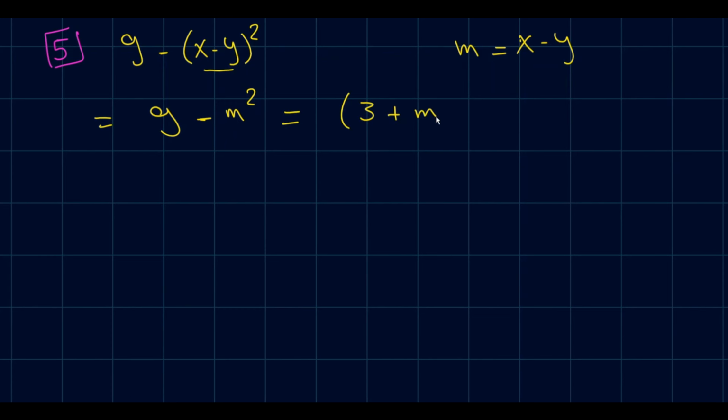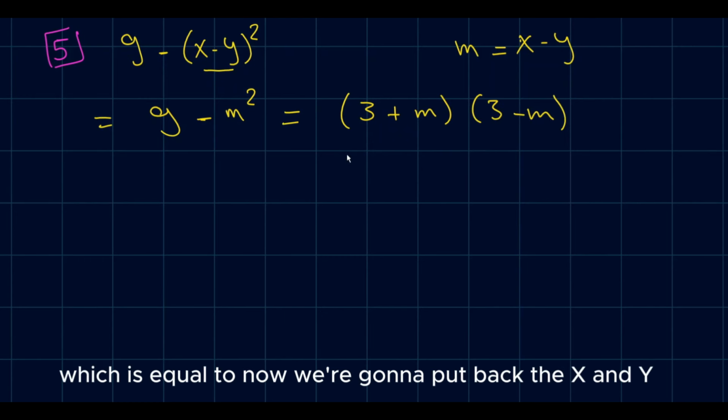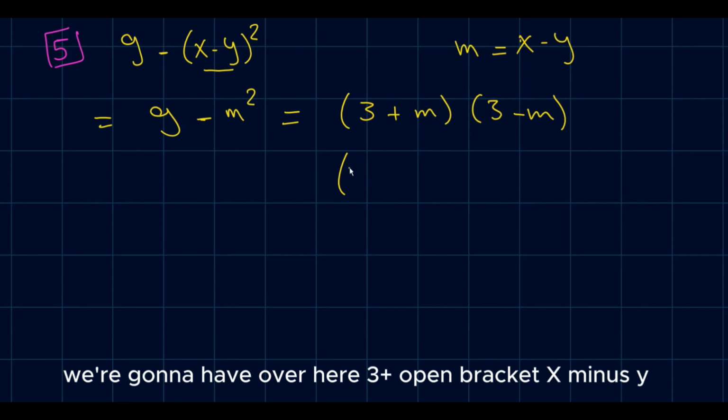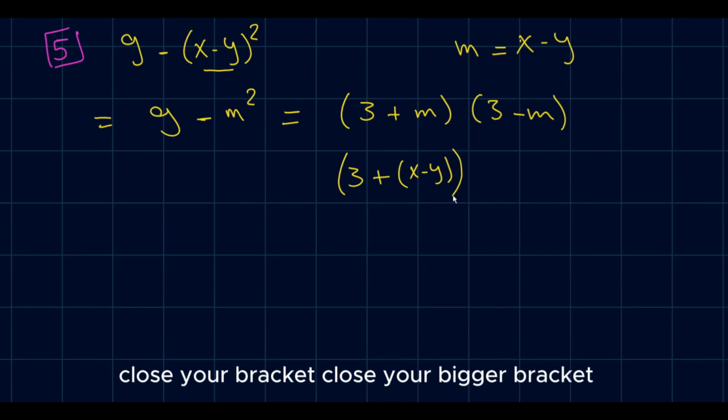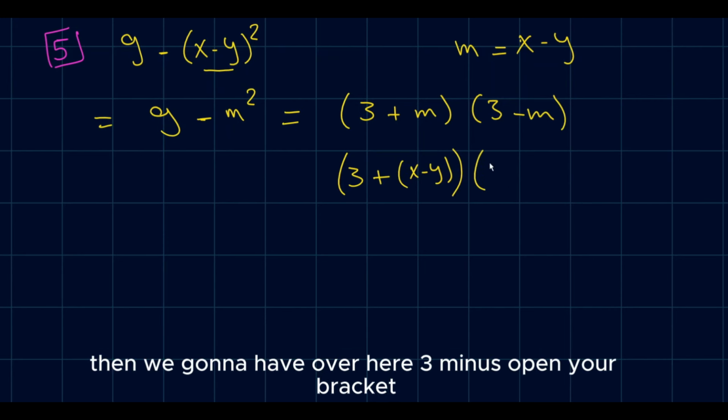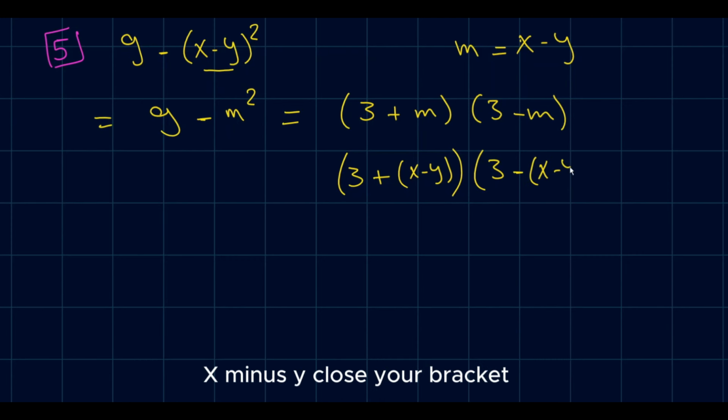3 plus m, 3 minus m, which is equal to, now we're gonna put back the x and y. We're gonna have over here 3 plus, open bracket, x minus y, close your bracket, close your bigger bracket. Then we're gonna have over here 3 minus, open your bracket, x minus y, close your bracket.